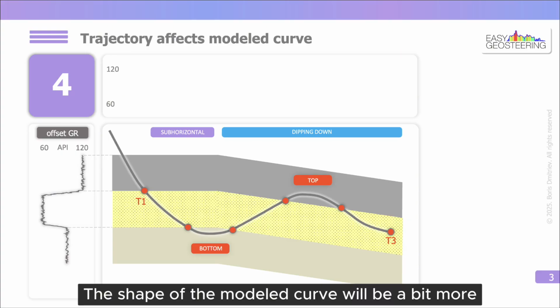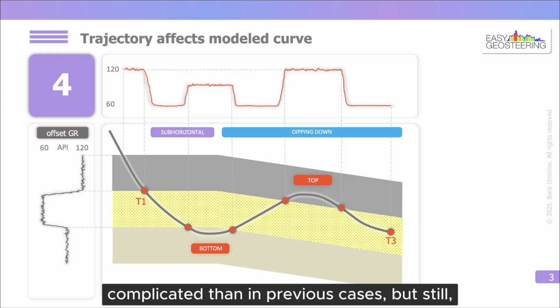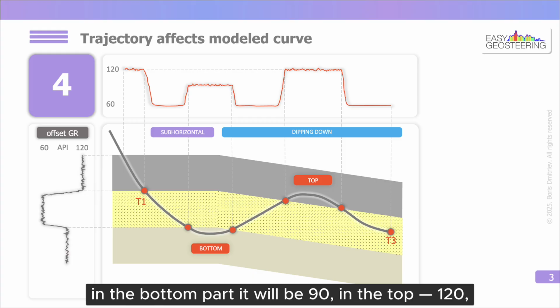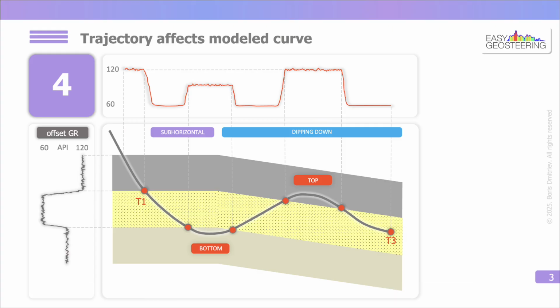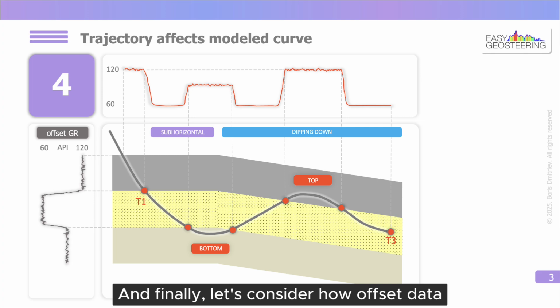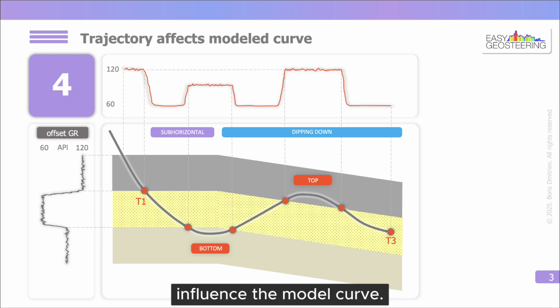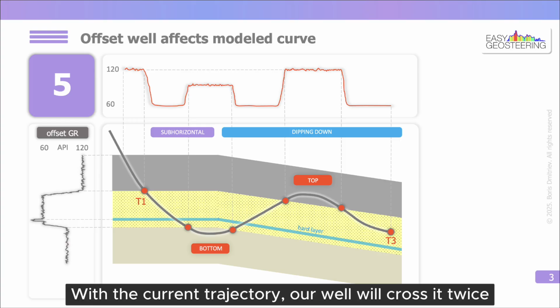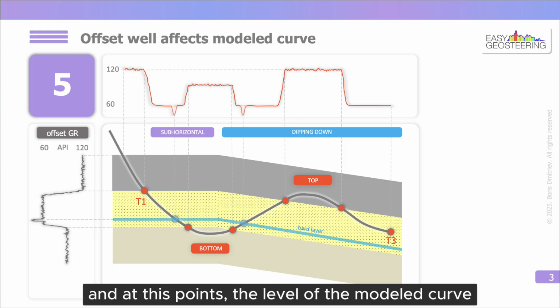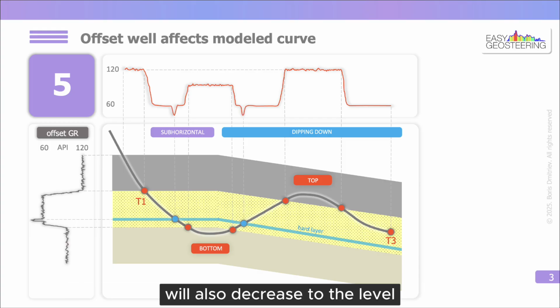The shape of the modeled curve will be a bit more complicated than in previous cases, but still in the bottom part it will be 90, in the top 120, and in the target layer 60 API. And finally, let's consider how offset data influence the modeled curve. Imagine that a thin hard layer appears inside the target close to the bottom. With the current trajectory, our well will cross it twice, and at these points the level of the modeled curve will also decrease to the level of the hard layer in the offset well.